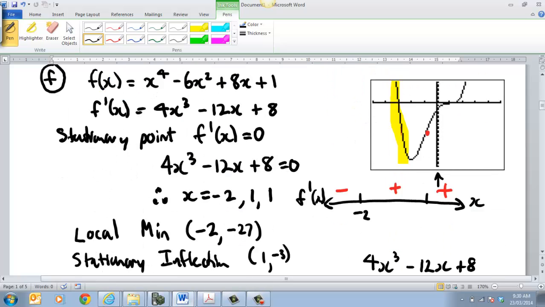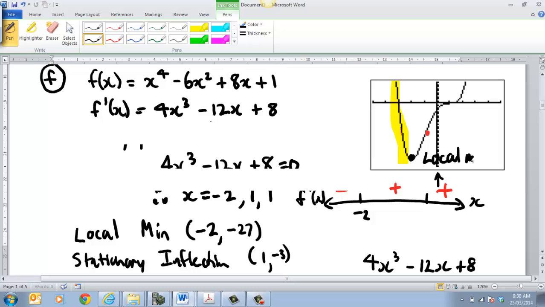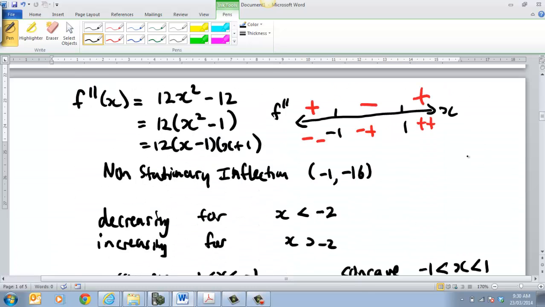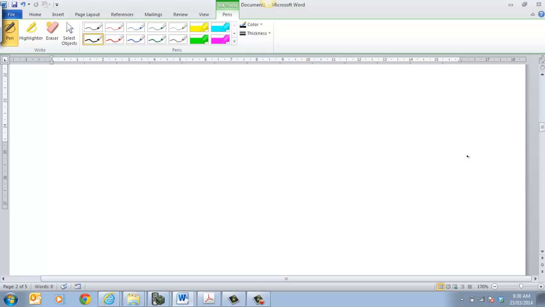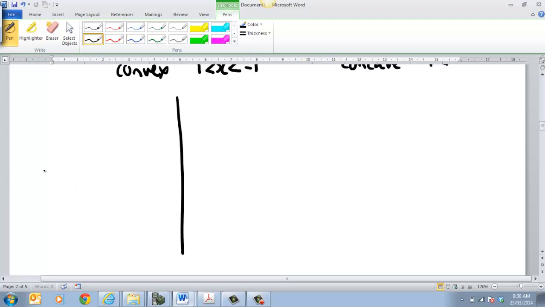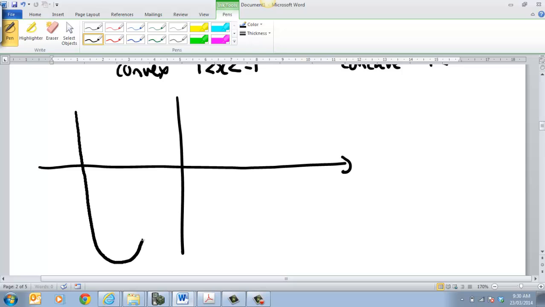So you need to draw your graph like that. You need to label that as a local min. Oh, let's do it properly. So you get a bit of an idea. It's going to be a sketch, nothing too out there. It needs to be quite clear what you're doing. So we know it goes down here. It's got an inflection point over here somewhere. Goes up like that. So you have to label these points here.